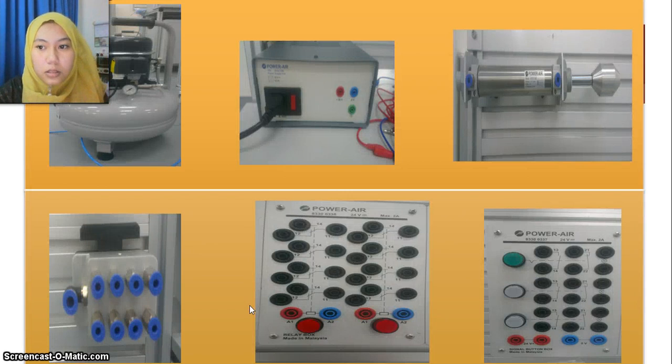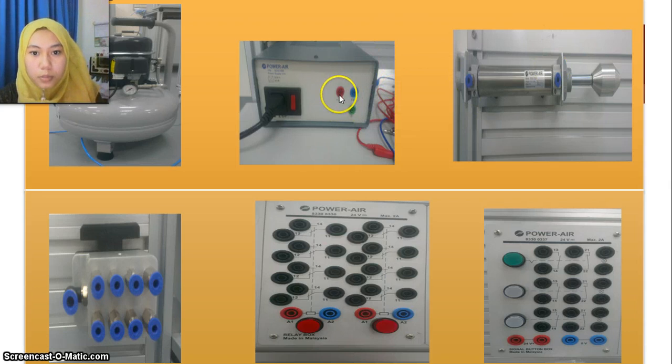Okay, this is the equipment that is used in this assignment. This is the compressor. This compressor is used to compress the air and supply it to this system, and the power supply is used to supply current flow in the electro circuit. This is the positive part and this is the negative part.